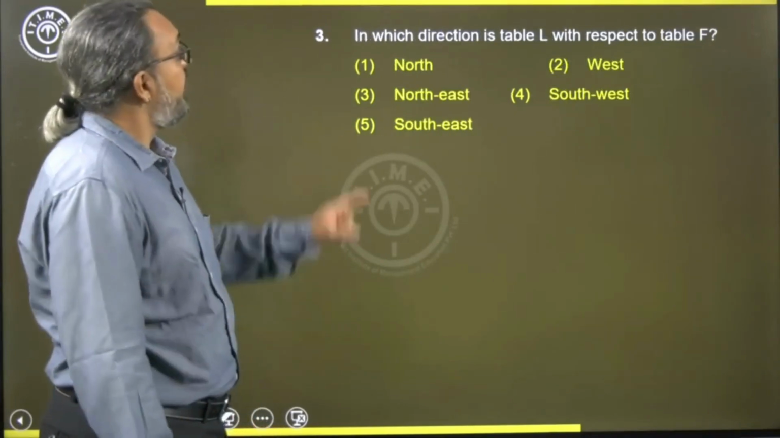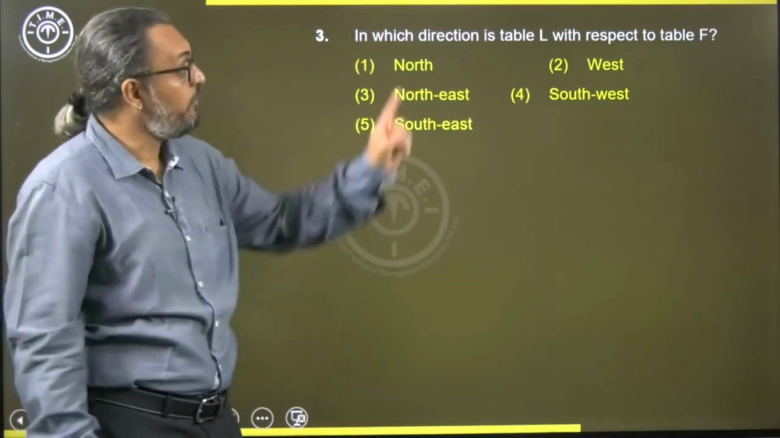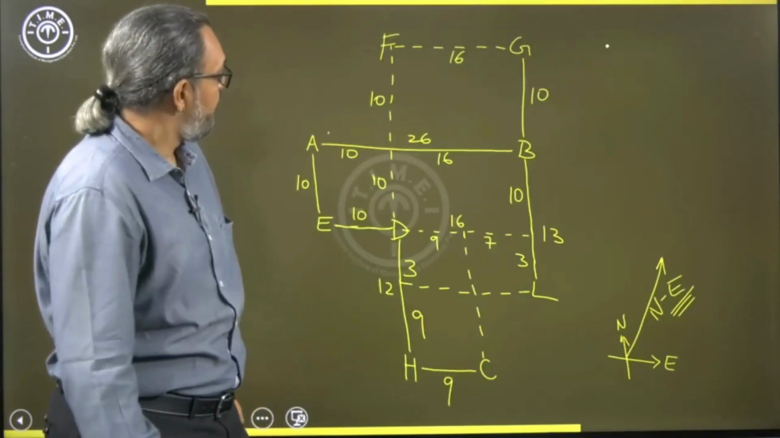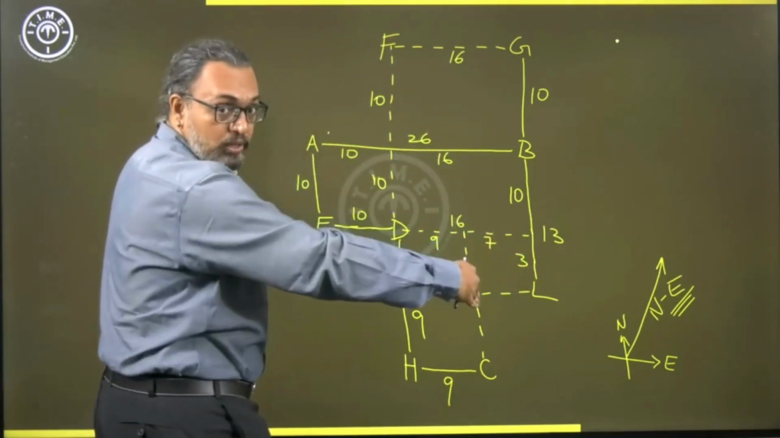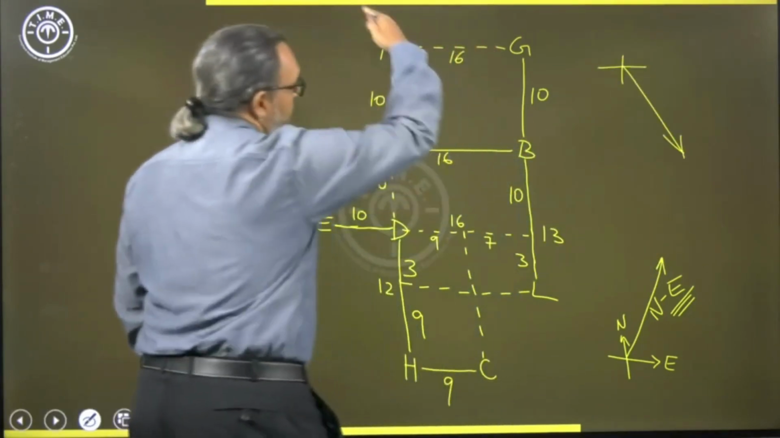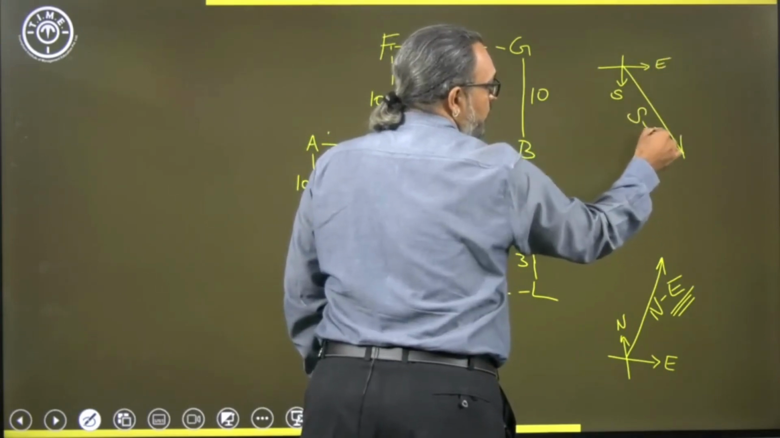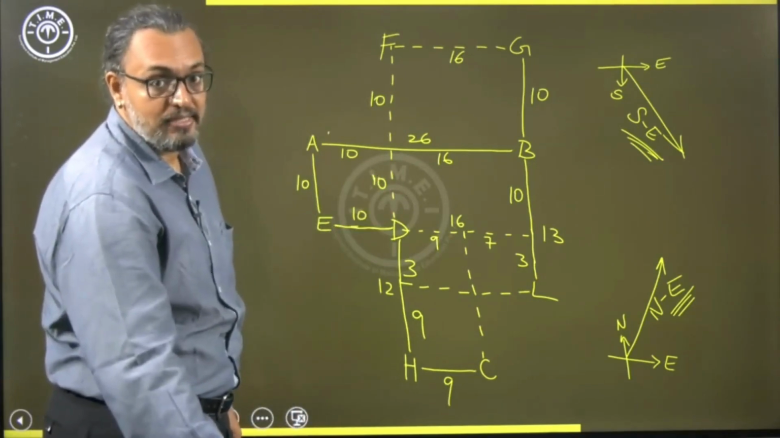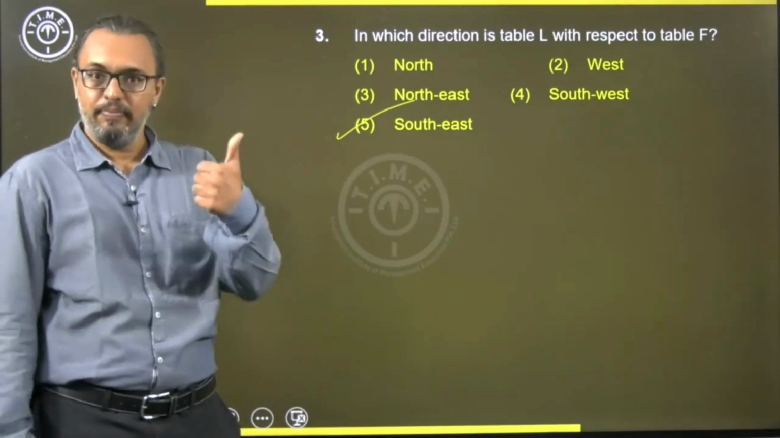Then, in which direction is L? So I need to know the direction of L. From the other table you check, that is from F you have to check. So from F, which direction is L? So it is slanting downwards towards the right side. If I take a plus sign at F, this is how the direction is, correct? The downward direction is south, the right direction is east. So in between, I am going to get southeast. So my direction is going to be southeast, right? And that's available in option 5.